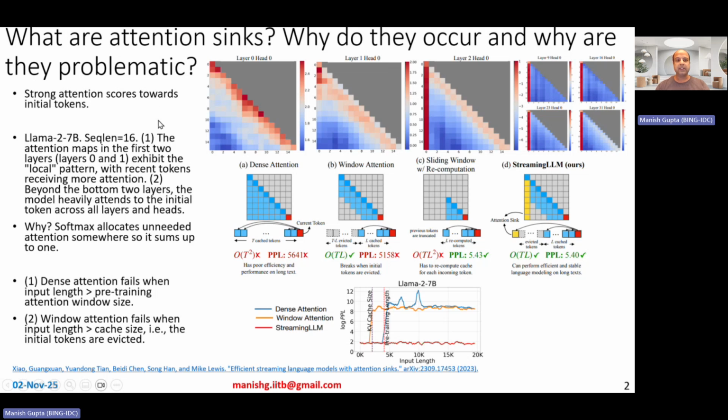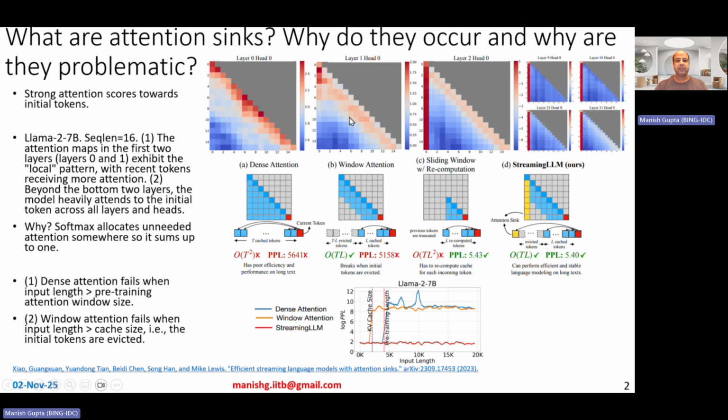What you see here in the top picture is attention heat maps of autoregressive models, specifically the Llama 2 7 billion parameter model, with inputs of sequence length 16. You obtain attention heat maps of different layers and different heads. So this is layer 0 head 0, layer 1 head 0, layer 2 head 0, and then different layers all the way up to layer 31 head 0. So what do you observe here?